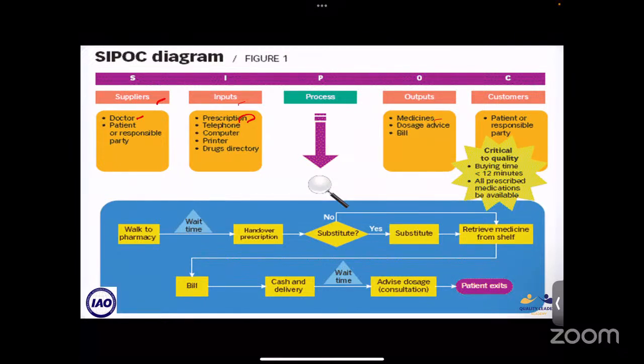So the medicines are the output that will go to the customer, whether they take it offline or online, or the medicine, I can control it. So this CPHQ diagram also includes a flow chart.